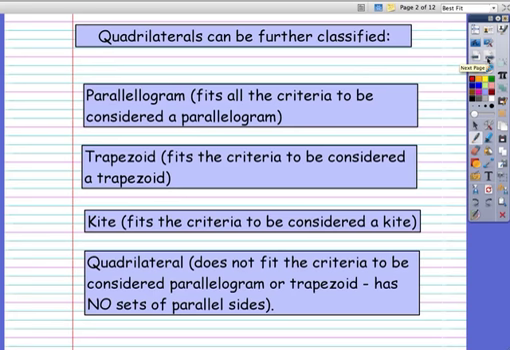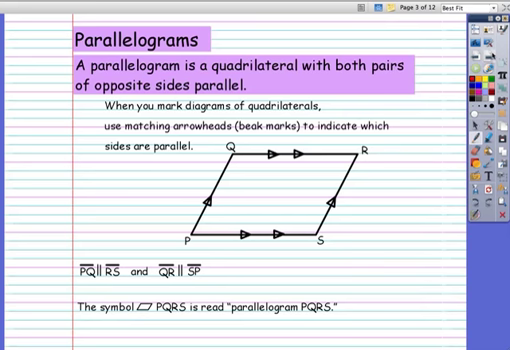In addition, if certain criteria are met, then quadrilaterals can be subclassified into other groups. Quadrilaterals can be classified as parallelograms, or trapezoids, or kites. And if we have a four-sided figure that doesn't fit into any of these three categories, then we just label it as a quadrilateral, and that's as specific a classification as we can get. So let's look at those subgroups, and let's start by looking at parallelograms.